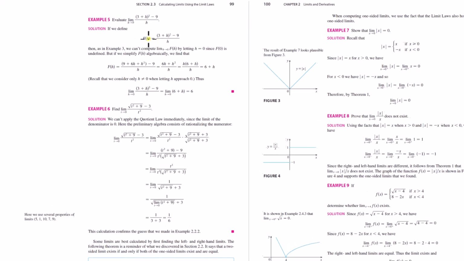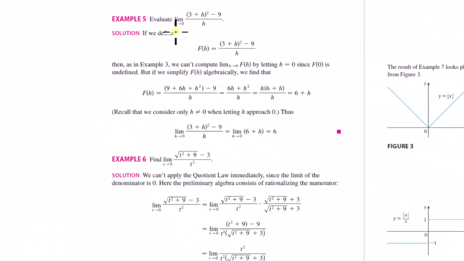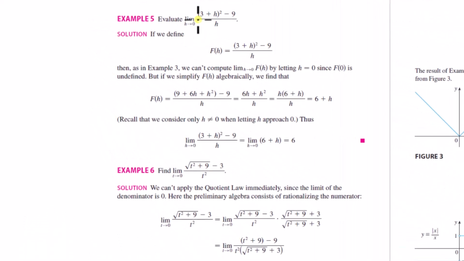Okay, here, evaluate the limit as h approaches 0 of (3 plus h) squared minus 9 over h. And so, okay, we have a rational expression here, right? A ratio of polynomials. We plug in 0, but we're dividing by 0, so we can't use the direct substitution property.